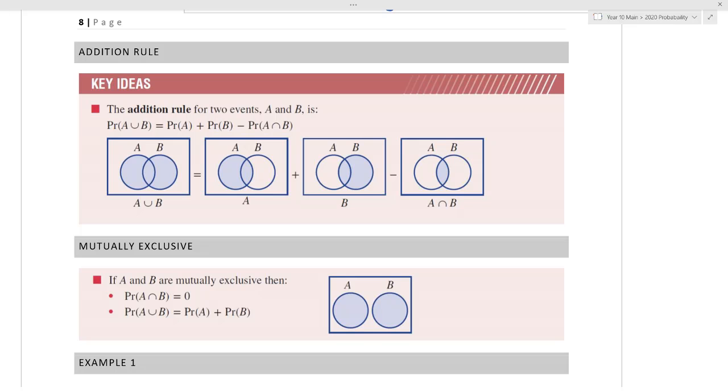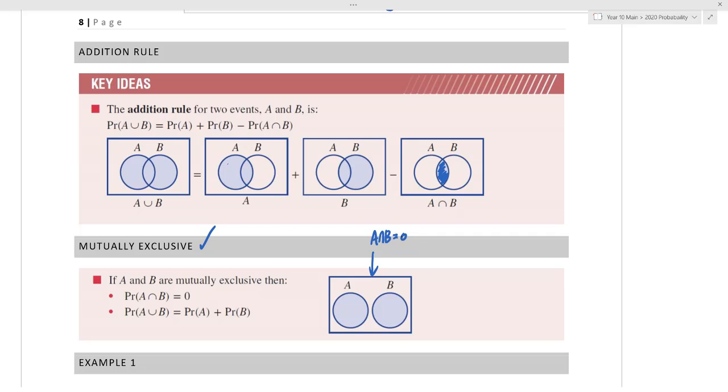What we're talking about is that, well, clearly we need to subtract away the intersection because we've counted that twice, haven't we? Okay, and also mutually exclusive, as I said, would look something like this. There is no intersection. A intersection B would have to equal 0 for two events to be mutually exclusive.